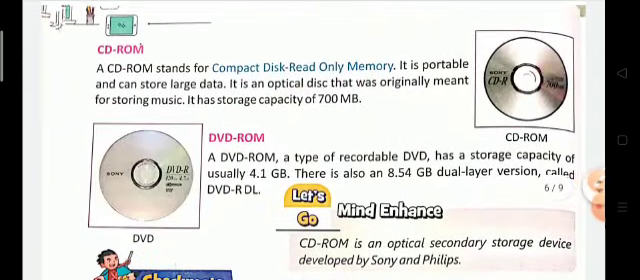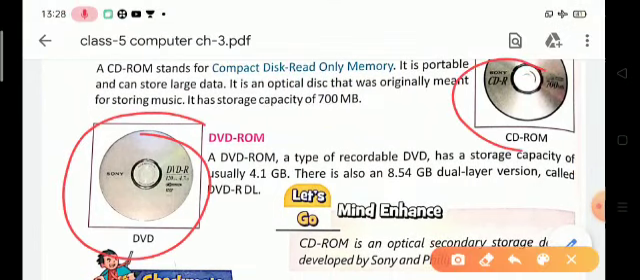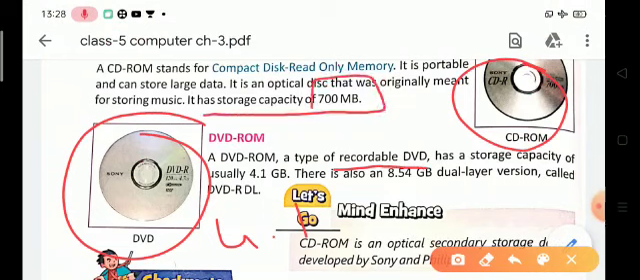CD-ROM, DVD, these are examples of secondary memory. A DVD-ROM is a type of recordable DVD that has a storage capacity of usually 4.1 GB. There is also an 8.5 GB dual layer version called DVD RDL. Similarly, CD means compact disc, and the storage capacity of a CD is 700 MB.